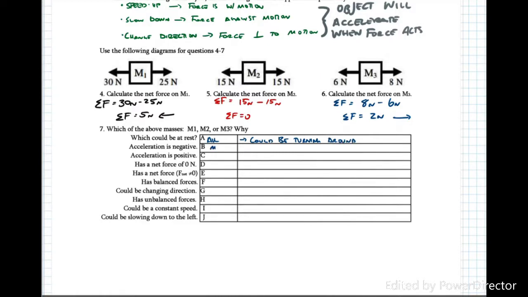All right, for the acceleration is negative. The acceleration is in the direction of the net force. Negative direction is to the left. So if we're left, the acceleration is going to be with the net force. Points to the left. It's going to be negative. Acceleration is positive. That's mass 3. It's the opposite of what's going on, right? That acceleration is pointing in the positive direction.